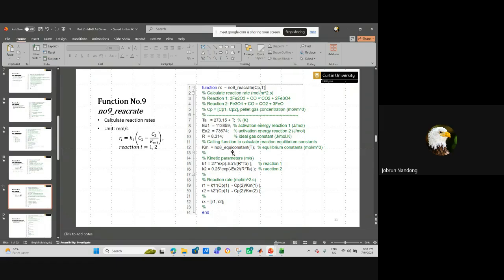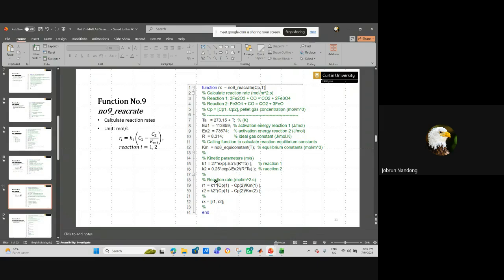So for this, we need to call the function that we created before. So calling function to calculate reaction equilibrium constant. So we already have this function, right? So this function is already created before. So we call that. So this is the equilibrium constant. They will give a value, mole per meter cube. So now we have the equation. This is our kinetic equation, K1, K2. So we can calculate that. Okay, reaction 1, reaction 2.